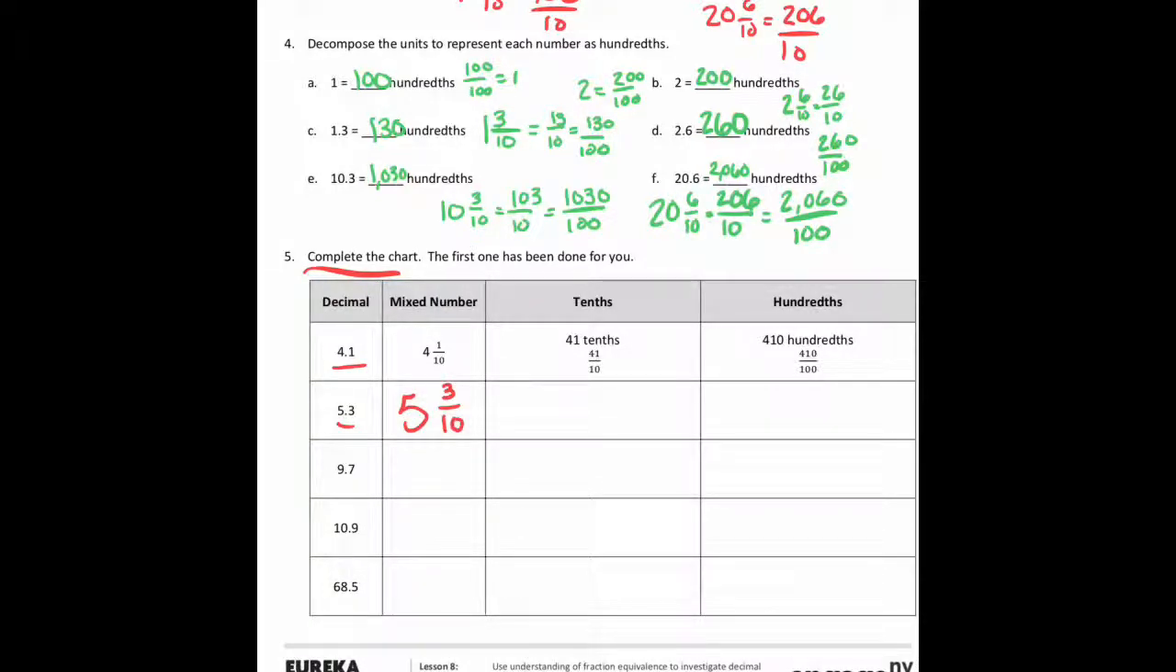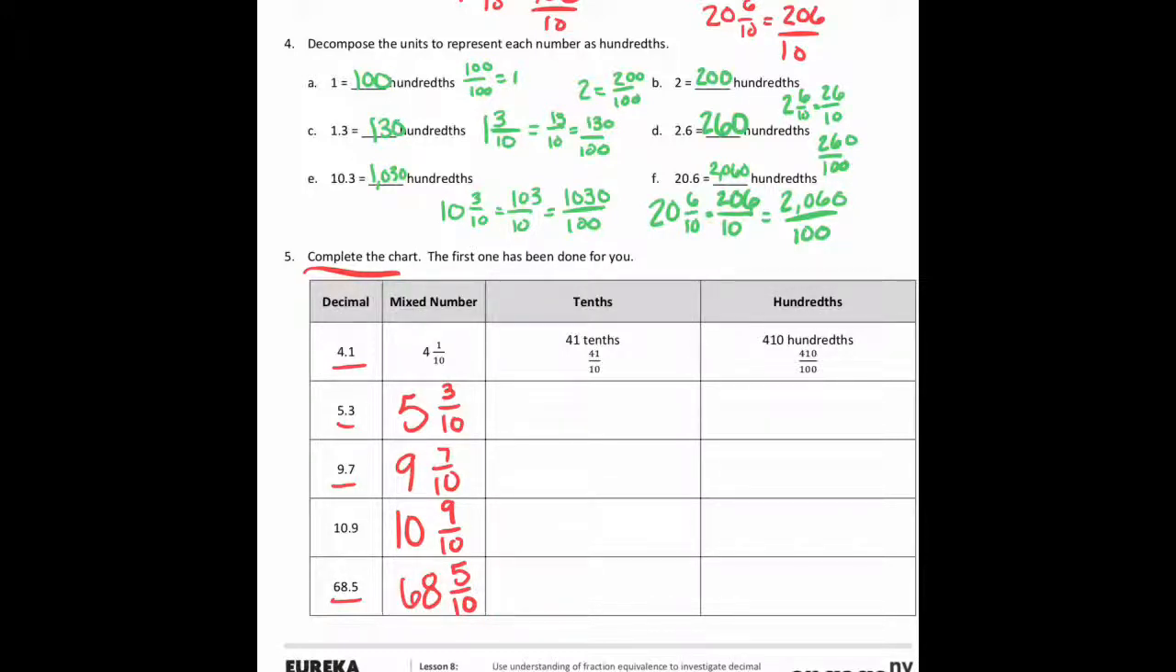And when they ask us how many tenths that is, just like we were doing earlier, let's go down the line. So we'll say 9 7/10 for the second one, 10 9/10 for the third one, and 68 5/10 for the last one. Just changing those decimals to fractions. And then we'll do the tenths.